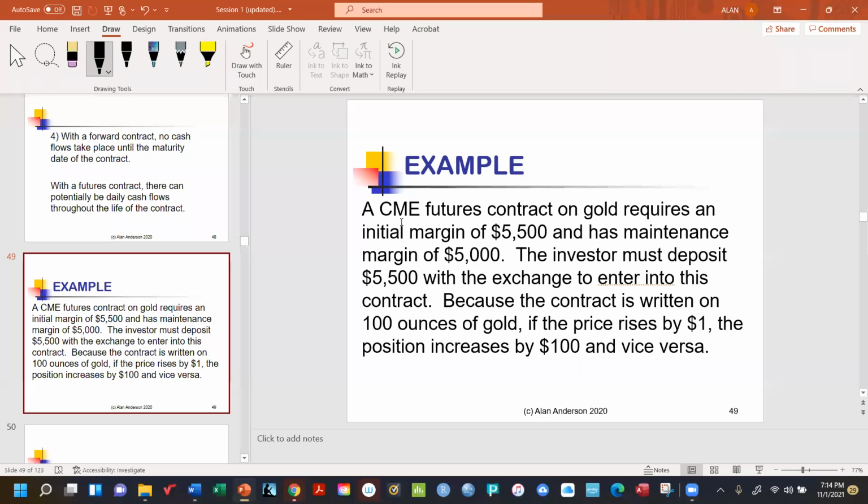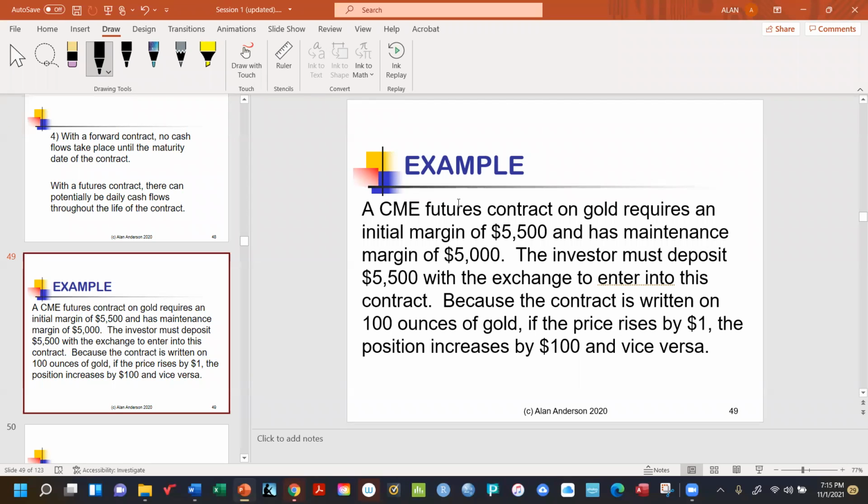All right. So let's say here, I made up these numbers. The initial margin is 5,500. The maintenance margin is 5,000. So you start with the 5,500. Now, I didn't show it to you, but a single contract on gold is written on 100 ounces. So therefore, every $1 increase in the price of gold adds $100 to the value of your position. A $1 decrease, of course, does the opposite.